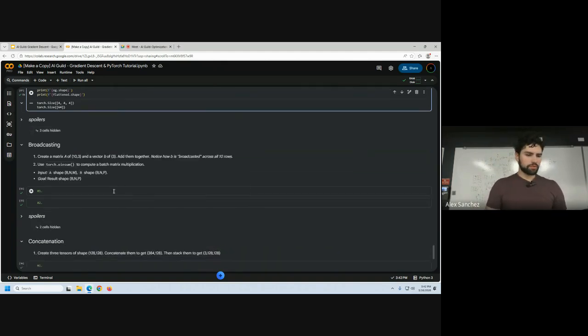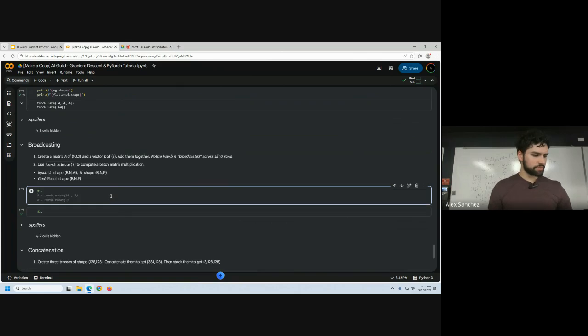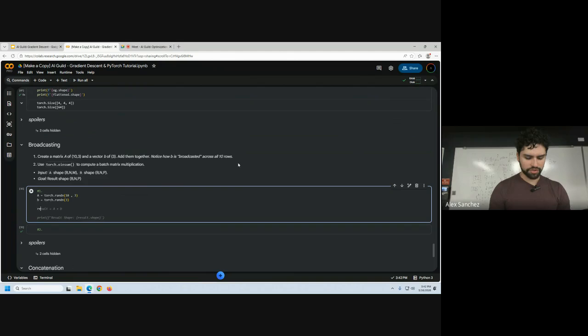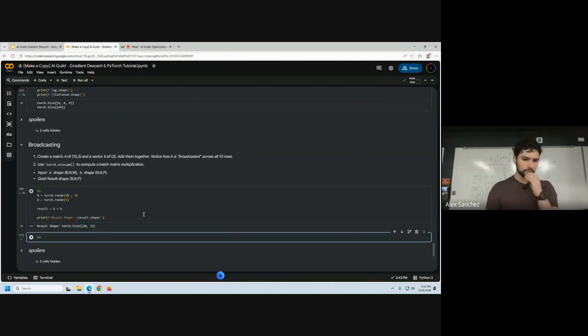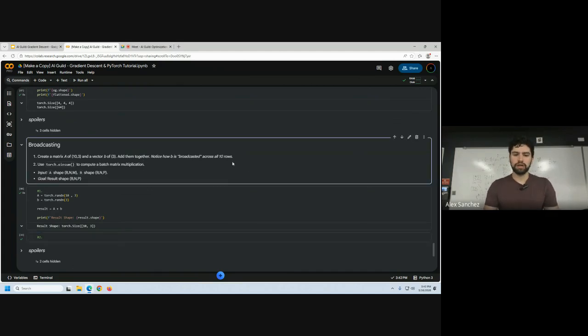And now broadcasting, what we talked about with broadcasting: we're going to declare a 10 by 3 matrix and just a vector B of 3 to add them. Let's just save this into a result. This is just showing how a 10 by 3 matrix and a 1 by 3 vector broadcasting occurs, in which B is broadcasted across all the 10 rows, despite only being 1 row.